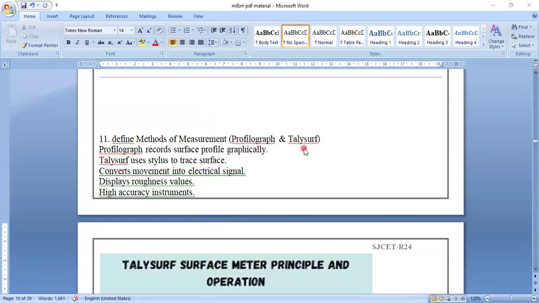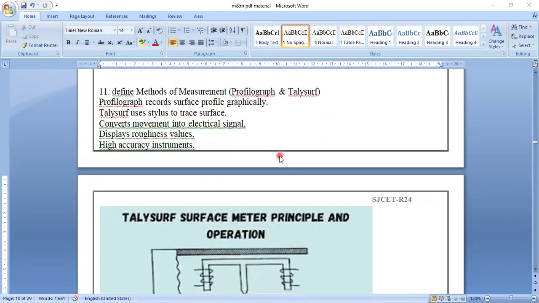So the next question is you are going to define methods of measurements. What is the measurement? You can measure in two forms, profilograph and Talysurf. So what is the Talysurf? Difference between both of them. What is a profilograph? A profilograph records the surface profile graphically. So perfect, you have to measure the surface by using their profile.